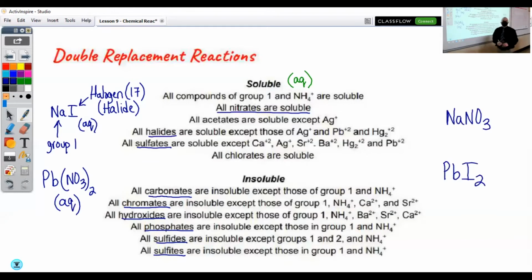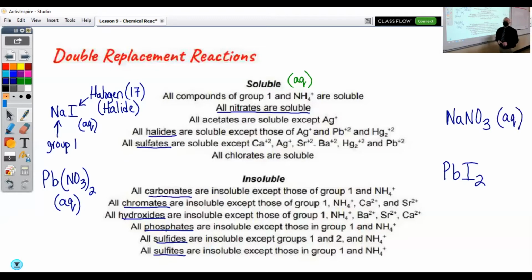Let's first look at sodium nitrate. Sodium is a group 1, so all compounds of group 1 are soluble. Notice also that all nitrates are soluble, so definitely we're going to write AQ for sodium nitrate.